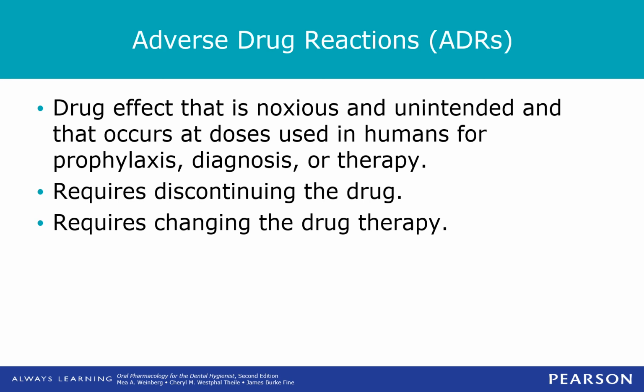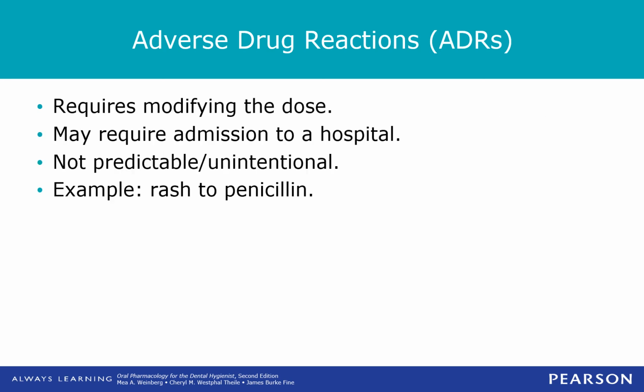Adverse drug reaction. This is a drug effect that is noxious and unintended, and that occurs at doses used in humans for prophylaxis, diagnosis, and therapy. It requires discontinuing the use of the drug, and also requires changing the drug therapy. It also requires modifying the dose. It may require admission to a hospital. It's not predictable, unintentional. An example of this is rash to penicillin.